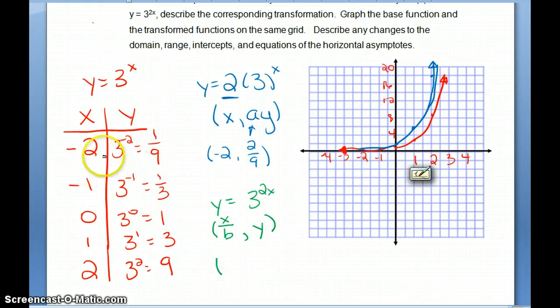So for example, let's look at this first one here. We have x is equal to negative 2, so then you divide it by that b parameter, so negative 2, divide that by 2, and we're at negative 1 and 1 over 9. Okay, so that one causes, and if you guys want to label that, a horizontal stretch.